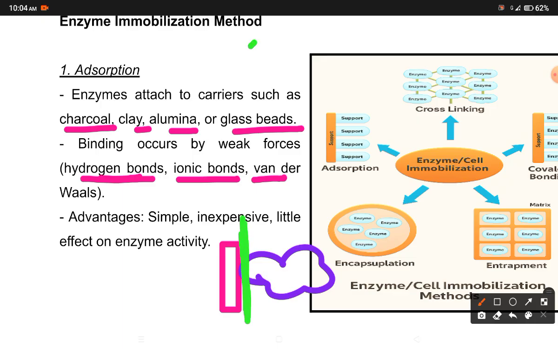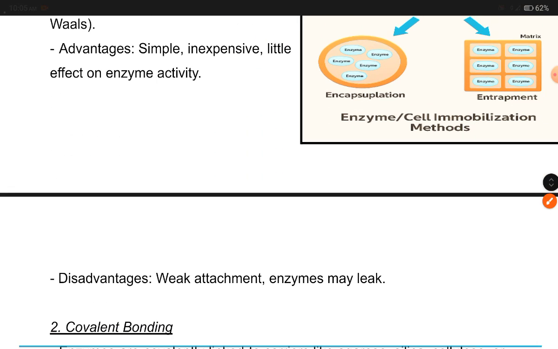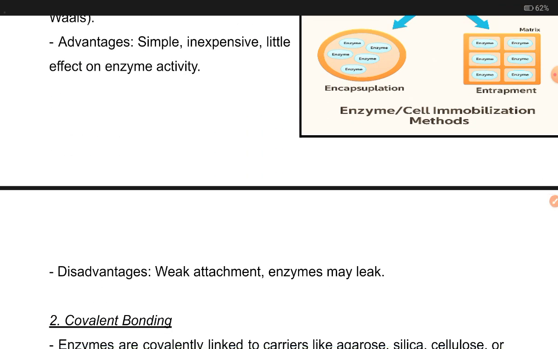As we know, absorption means something is taken inside, like a sponge absorbing water. But here it's only the outer layer interaction, a physical interaction between the enzyme and the support system. So these have very weak bonds, that is hydrogen bonds, ionic bonds, and van der Waals bonds. Due to these weak bonds, they can easily come out of the support system. That's why there is a slight disadvantage for this method.